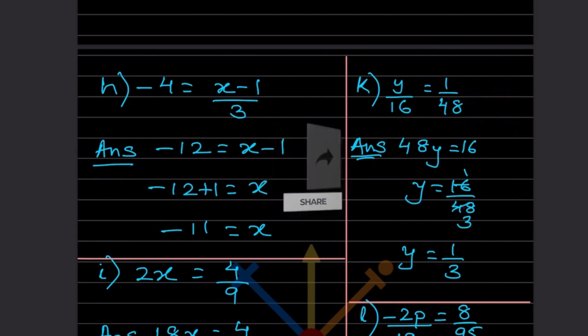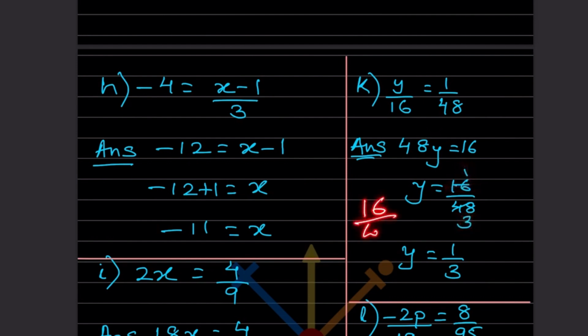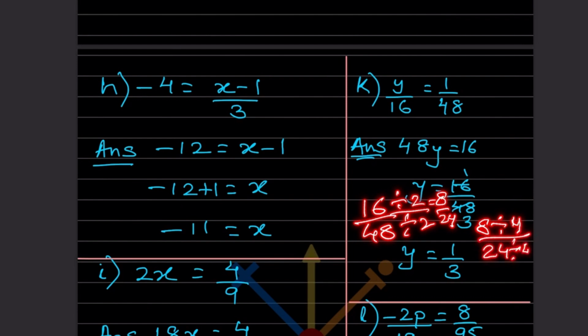So y is going to be 16 by 48, this is going to get divided. If you know the 16 times table, you can do it very easily. 16 ones are 16, 3s are 48. If you don't know, what are you going to do? Same thing, first try with 2. That is going to be 8 by 24. This also is going to get simplified. 8 divided by 4 and 24 divided by 4, that is going to be 2 by 6. 2 by 6 is going to be simplified to 1 by 3.